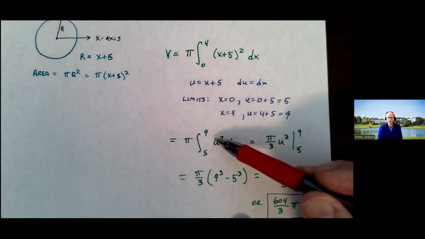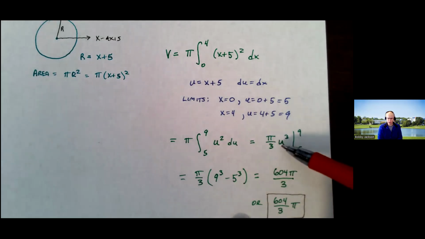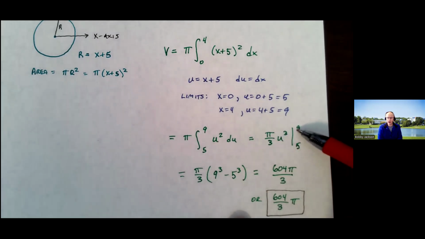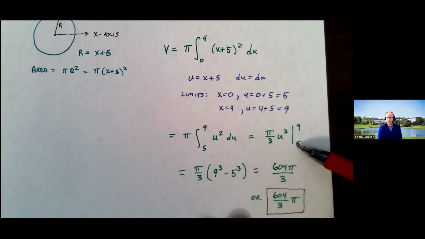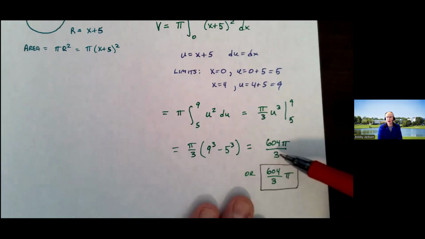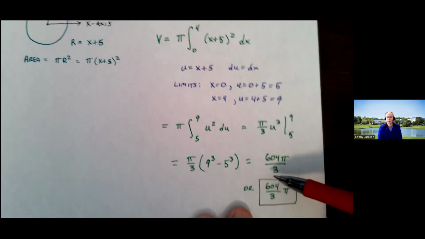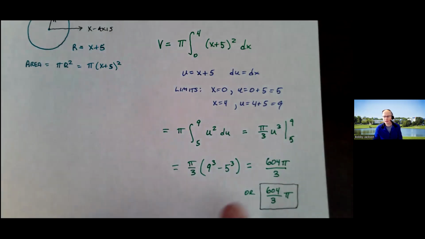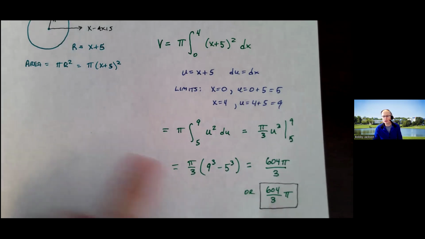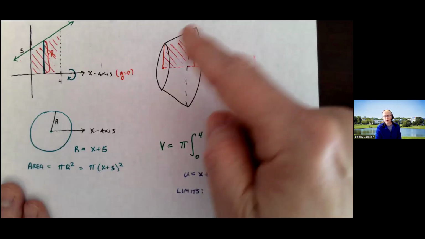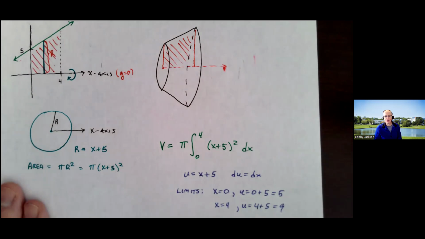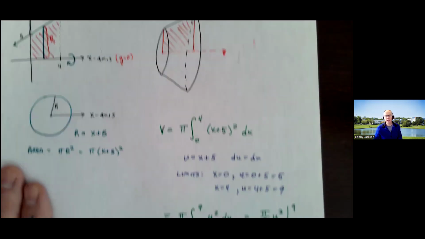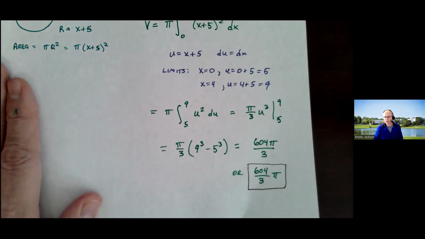And we get the antiderivative of u squared is 1/3 u cubed. Don't forget our pi here. Evaluate the upper u limit of 9 and the lower limit of 5 and subtract, and we get this value. Okay, so hopefully this makes sense. This, again, is the volume in cubic units for this three-dimensional solid that we're getting by rotating this region about the x-axis. Hope this makes sense.